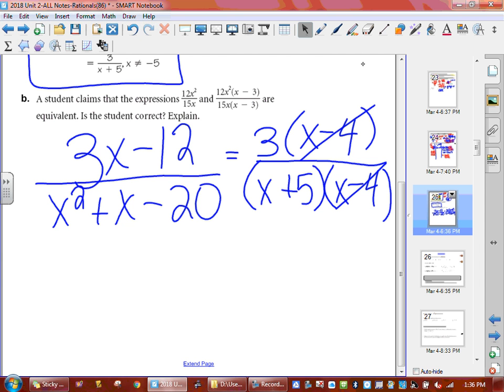So the error: everything they did was correct. The only thing they forgot was the second non-permissible. They had negative 5 as a non-permissible. It's actually negative 5 and positive 4 that are the non-permissibles. Okay? All right.